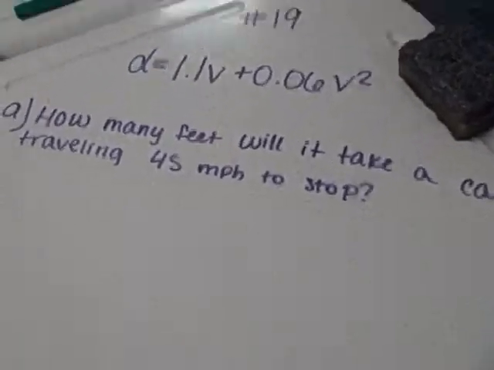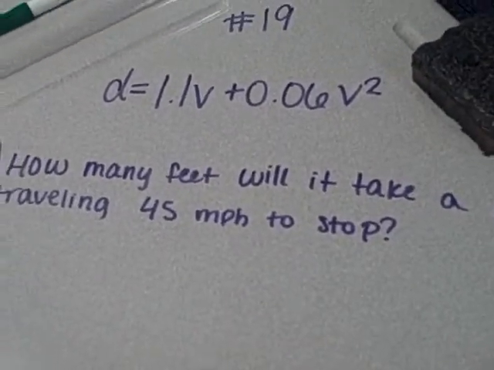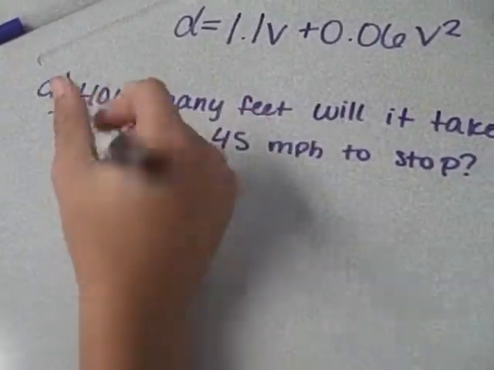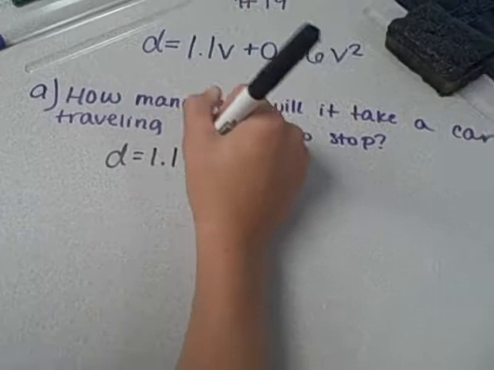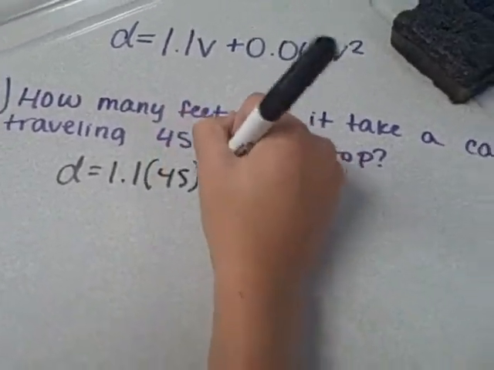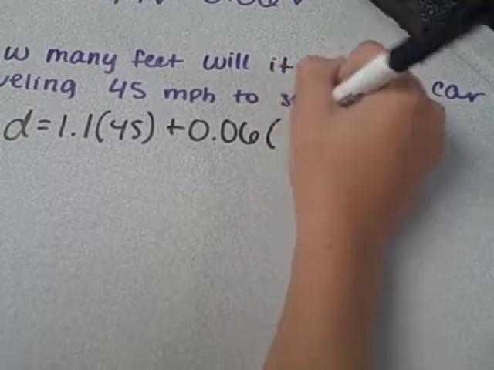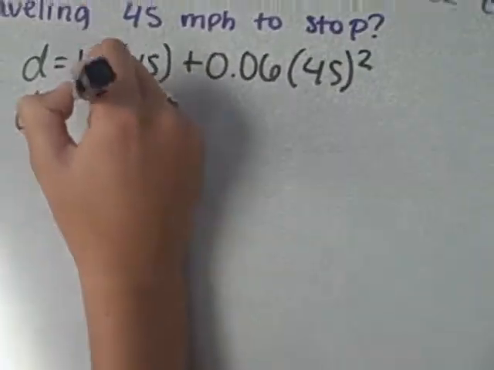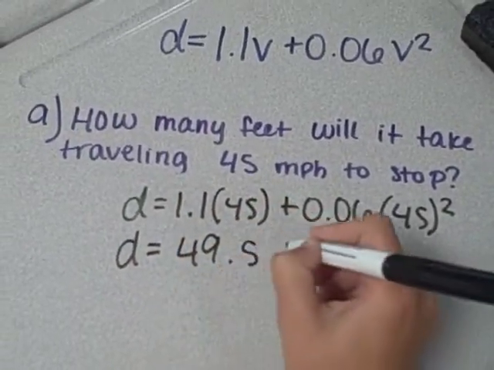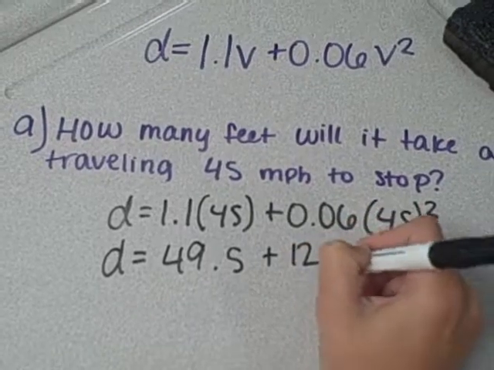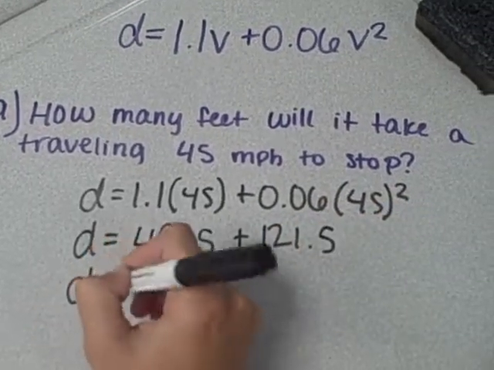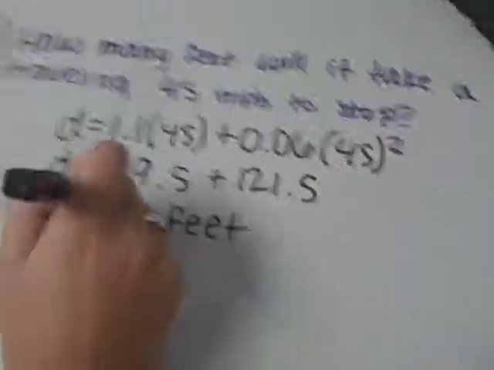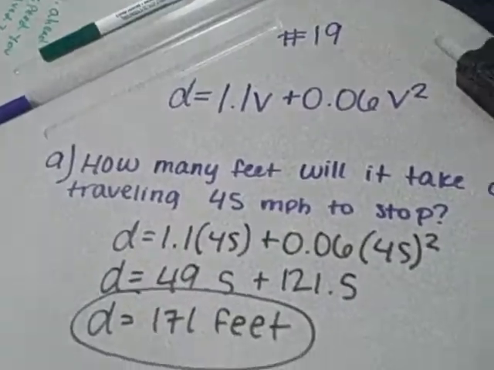So the first one is A, which is how many feet will it take a car traveling 45 miles per hour to stop. So what you do is you plug 45 in for v. So d equals 1.1 times 45 plus 0.06 times 45 squared. And so that equals 49.5 plus 121.5. Then when you add those together, it equals 171 feet. So this is your answer for A.